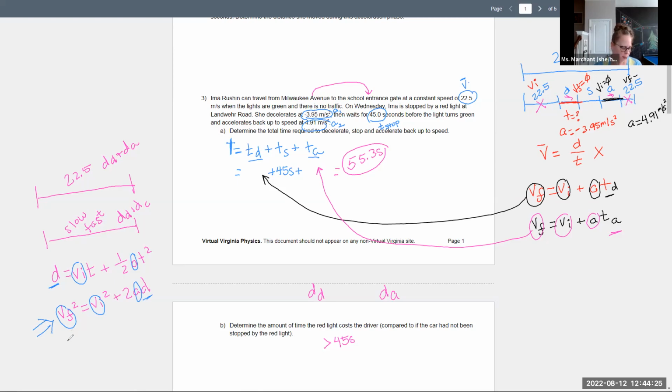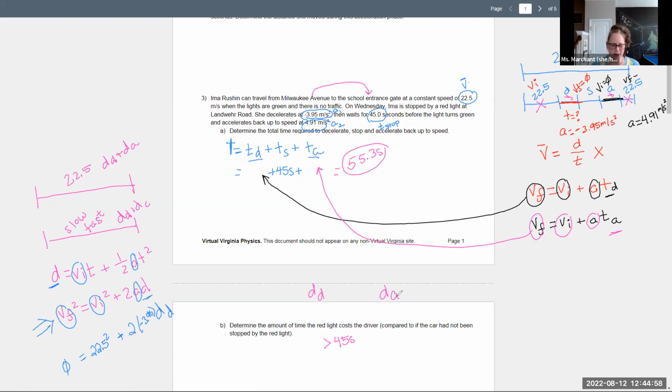Okay, so for each one of those things, the distance for the decel is going to use what acceleration? The negative 3.95. And what is the velocity initial of that guy? 22.5 squared. And my velocity final is 0. So that speeds up that process for solving for D. So I can find that distance.